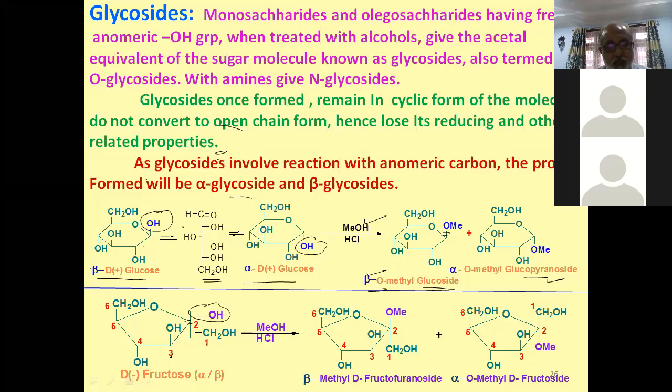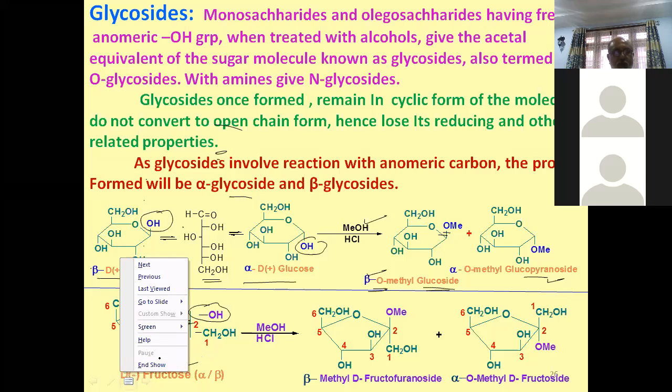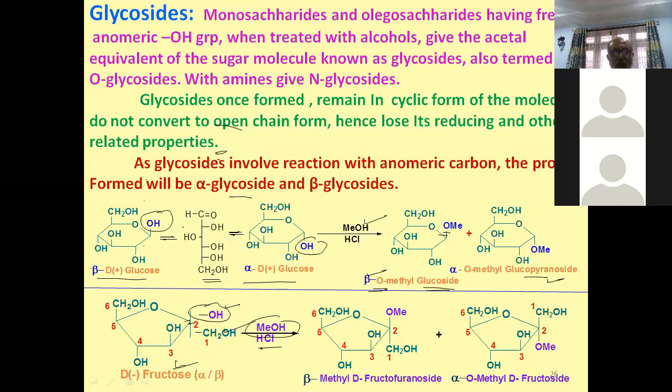So when we write D-fructose, D-fructofuranose actually, D minus because it is laevorotatory, it is D minus fructofuranose. So when we write that, the OH group we are writing separately, and the other group is CH2. When we react with methanol and HCl, HCl is acting as a catalyst here only. So we'll get both beta and alpha glycosides. Sorry, it is fructoside.